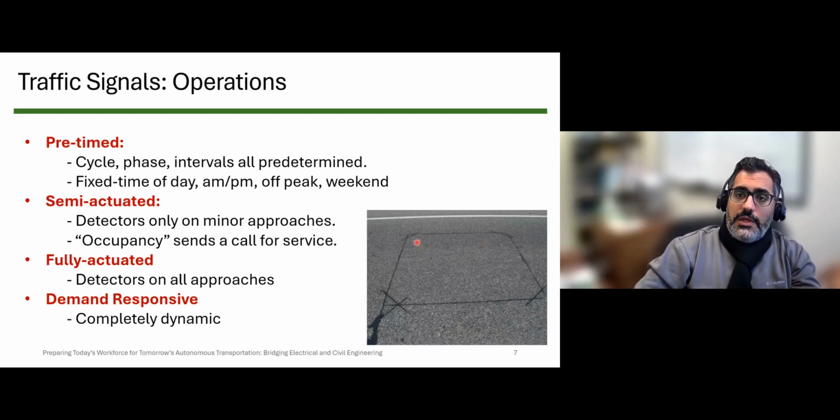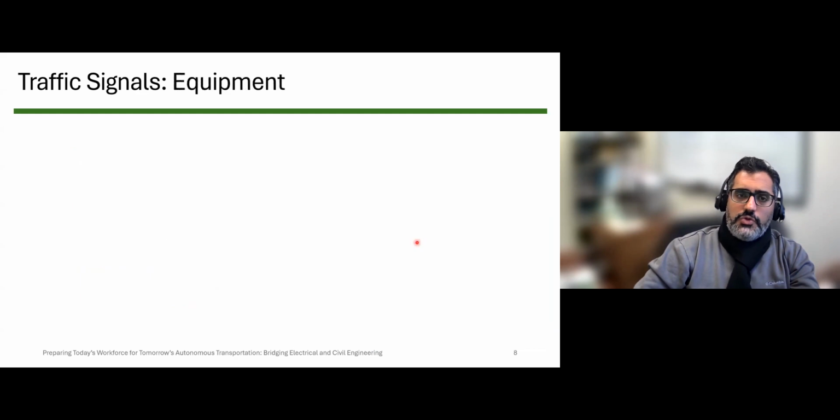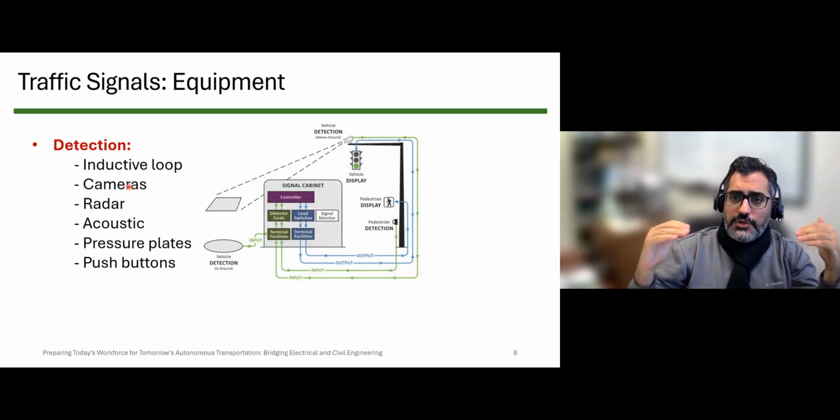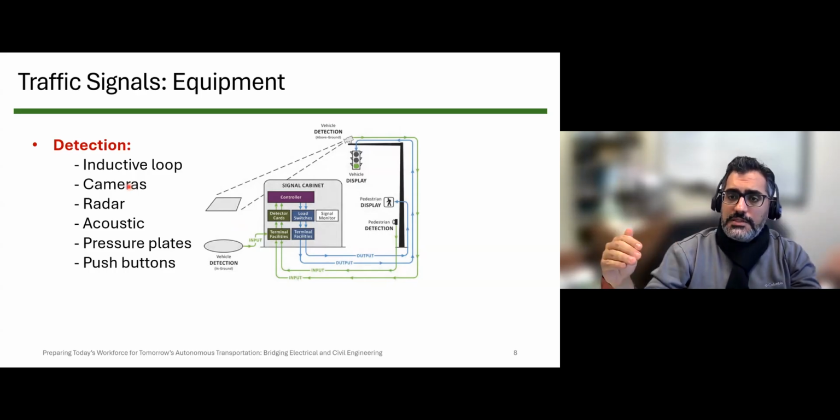But is this the only way that we detect vehicles? No, there are other ways, like cameras, radars, acoustic, pressure plates, push buttons. Each one of them serves a different purpose. Like for acoustic, first of all, cameras and radars are usually used for larger distances, longer distances.